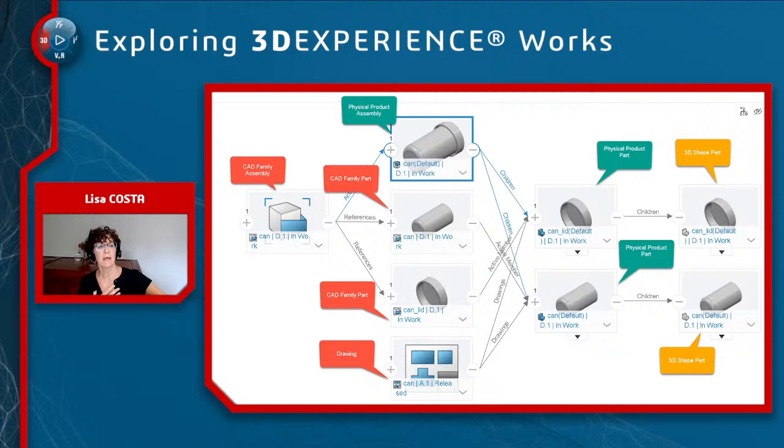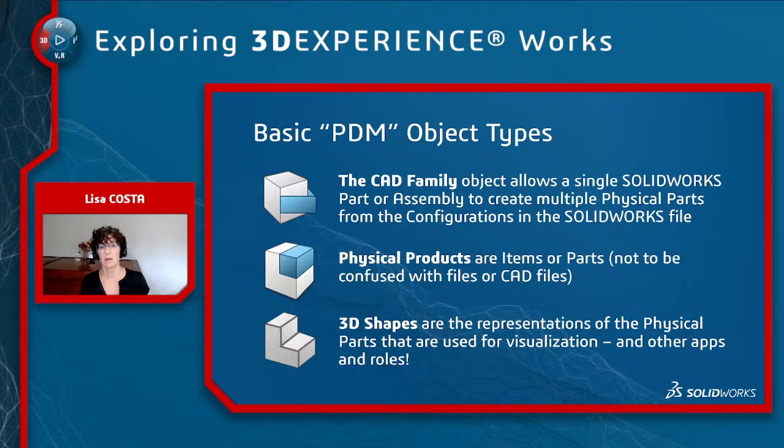And that's all good, right? The SolidWorks files are safe, stored, managed, and they are linked to the right product that's going to be made. And if we just break it down real quick as far as descriptions, when we put SolidWorks desktop into the platform, we can have a CAD family object that's a single SolidWorks part or assembly, but it could create multiple physical parts if there are configurations, right?